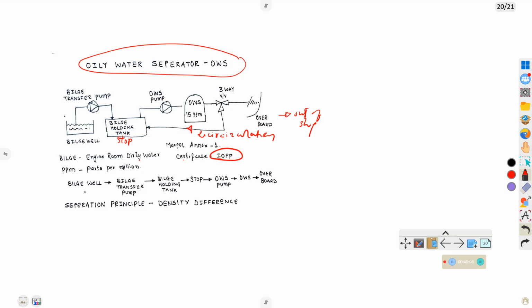How is the operation? Bilge well to bilge transfer pump, bilge transfer to bilge holding tank, then stop, oily water separator pump, OWS, then overboard. So what principle is it working on? It is working on the density difference between the oil and water.